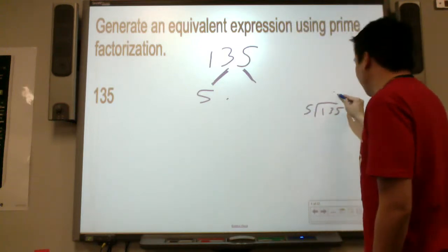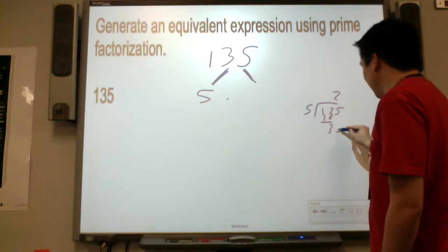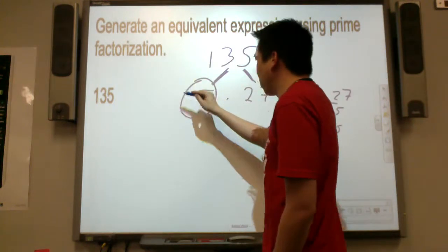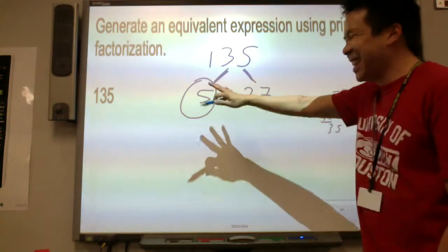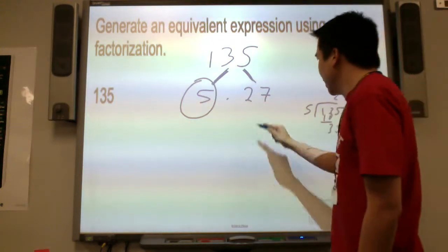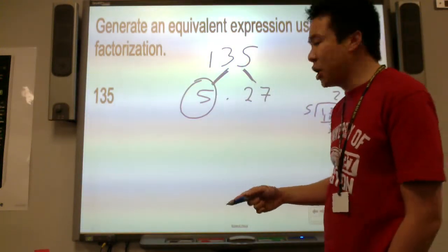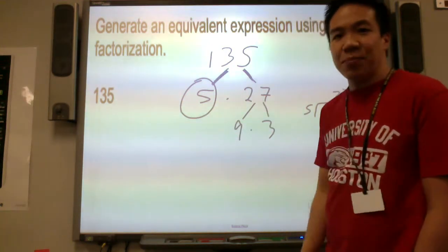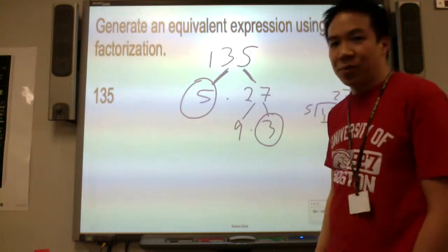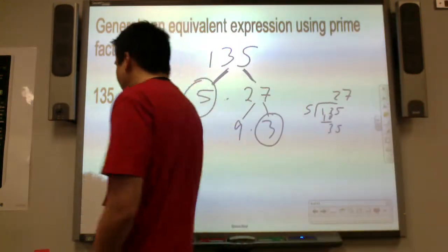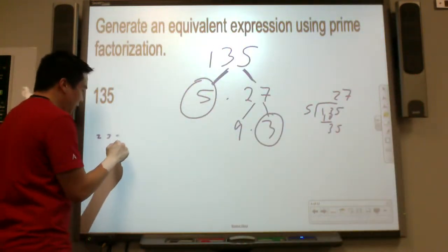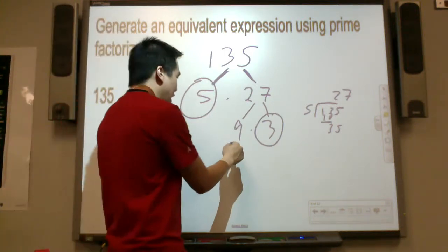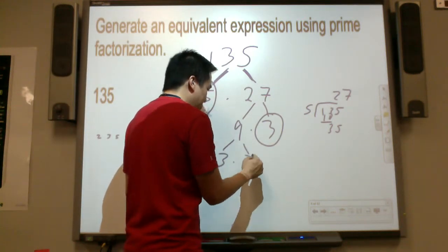I have no idea what the other one is. Let's see. 5 times 27. 5 is a prime number, so I circle it. So I know I need to stop right there. Is 27 a prime number? No. It can be broken down into 9 and 3. Which one of these is a prime number? 3. 3 times 1. Again, what are the first 5 prime numbers? 2, 3, 5, 7, and 11. So I know I need to circle these. 9 is made up of 3 and 3.